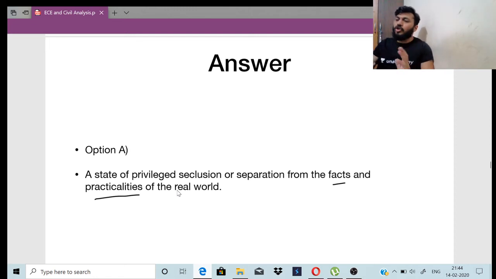Those people who keep themselves away from the real and practical world, we say those people live in ivory towers. Meaning nothing real or practical goes inside them, right? They are not hearing anything which is happening outside. They are in their own world. They are secluded or separated from the real world. Yeah, the tusk of elephant, ivory, right?